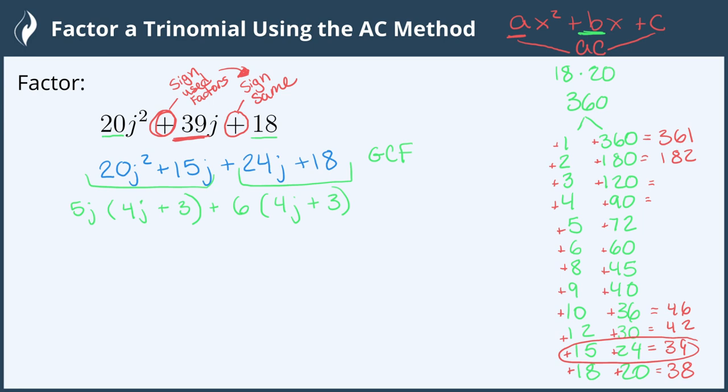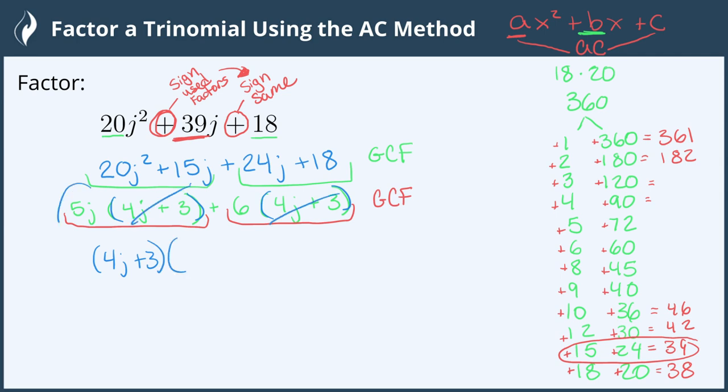Again, we're going to find another greatest common factor, but between these two larger terms. And we can see that the binomial 4j plus 3 is in common with both of those. So that will be what we factor out as the greatest common factor, 4j plus 3. And when we factor it out, we're left with 5j plus 6. So we have 5j plus 6. We've now factored our trinomial completely, and we're all done.